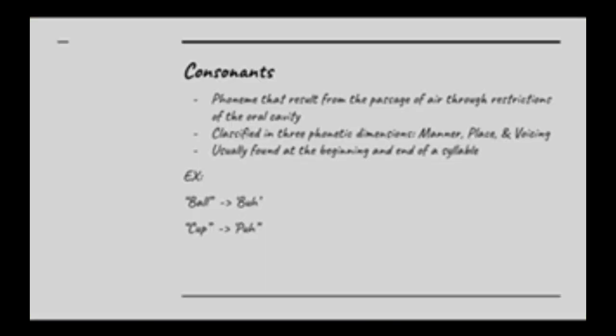So first, consonants are phonemes that result from the passage of air through restrictions of the oral cavity. They're classified in three phonetic dimensions, which are place, manner, and voicing, and we're going to be talking about those more in depth. Usually found at the beginning and end of a syllable. For example, in the word ball, you hear the b sound at the beginning, and in the word cup, you hear the p sound at the end.